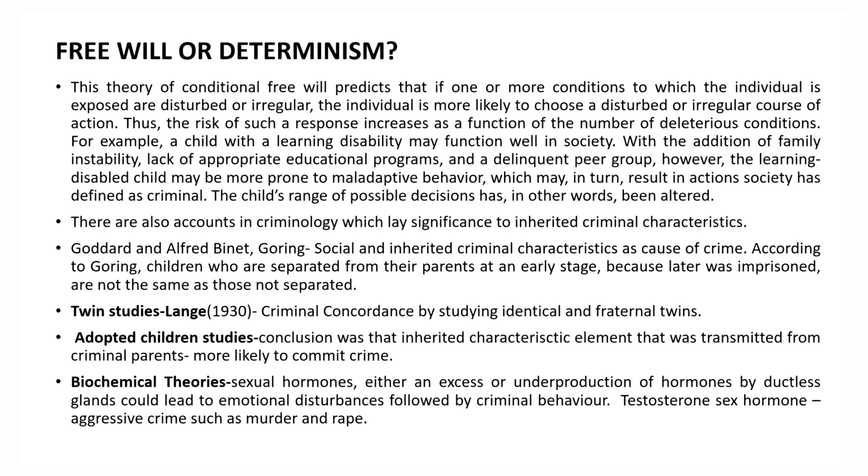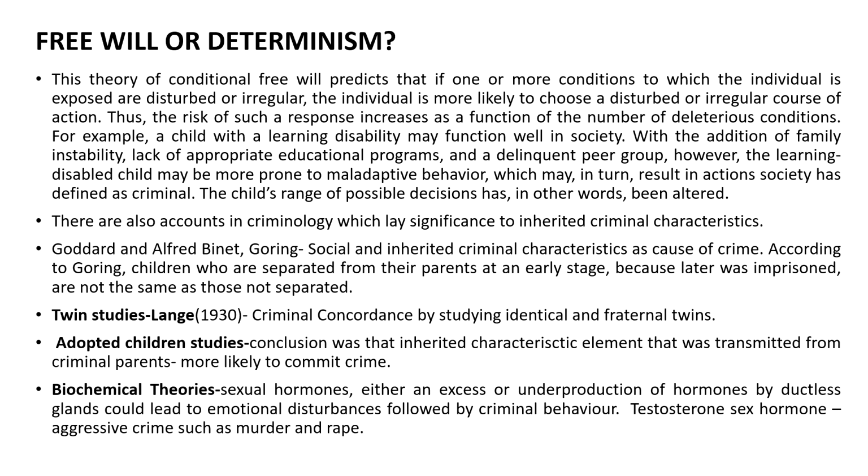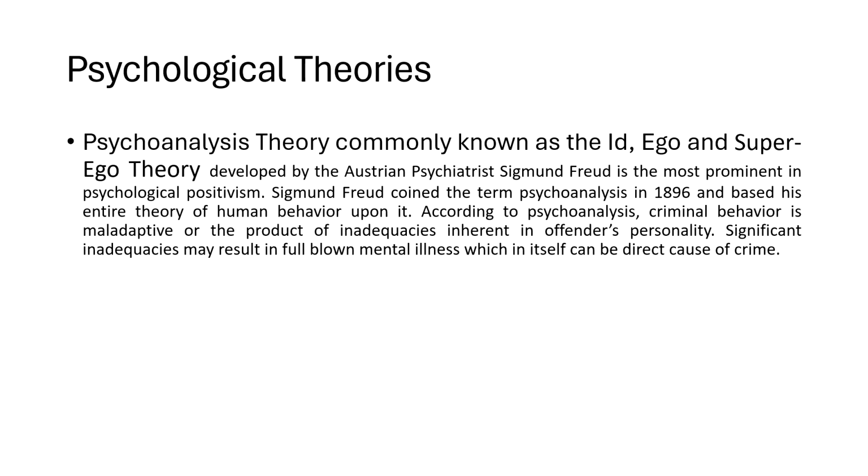Now, there are other explanations in criminology so far as the biological school is concerned, which we can call the biological theories, such as twin studies, adopted children studies, and biochemical theories. All these theories more or less rely on the fact that the factors are within the individual or within the person, that is, the internal factors. That is why we call the biological theories and the psychological theories the individualistic theories. That means the cause or the reason of the crime lies within the individual itself.